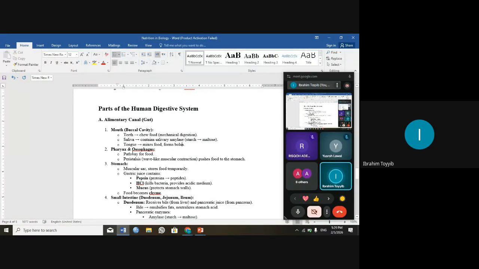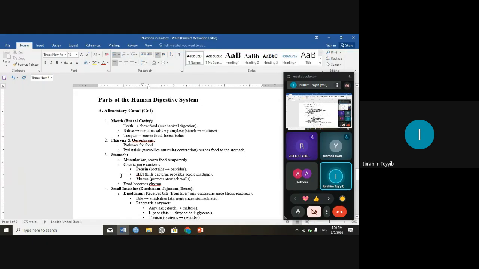So the windpipe will be closed, and the food will pass through the esophagus to the stomach in the form of what? Peristalsis. That's a wave-like muscular contraction. It pushes the food to the stomach. The stomach is a muscular sac that stores the food temporarily. In birds, it is called the crop.